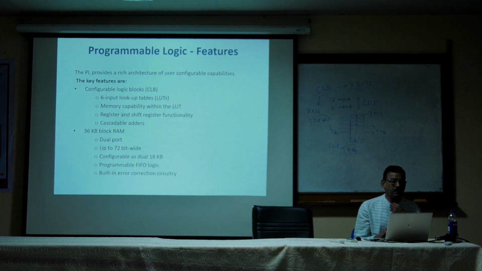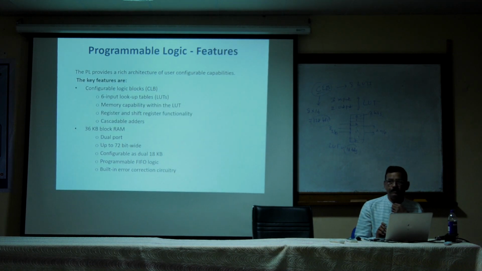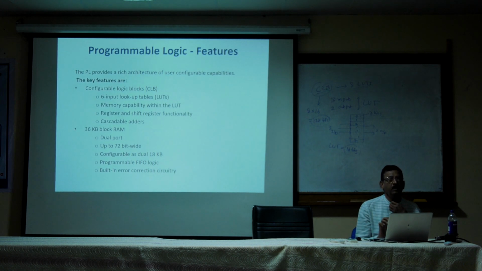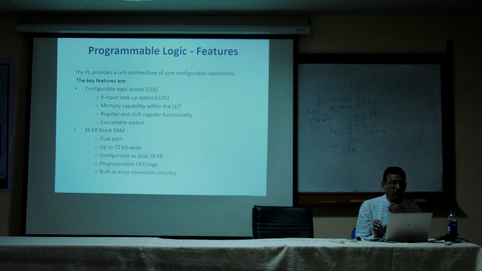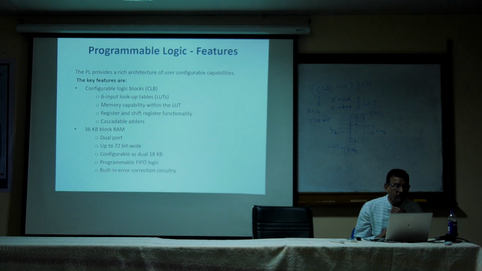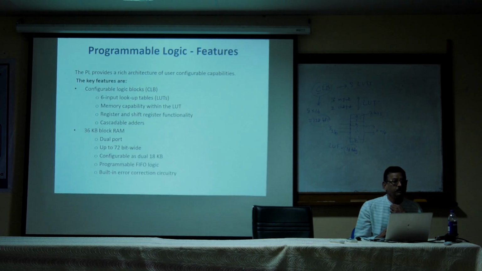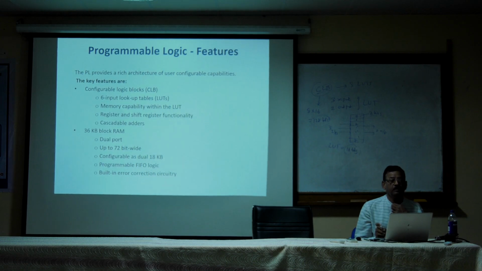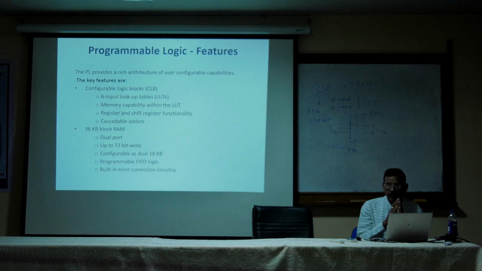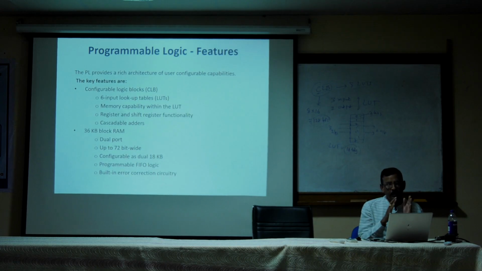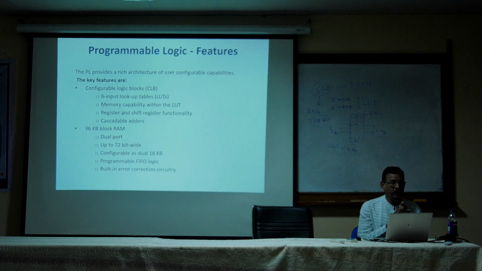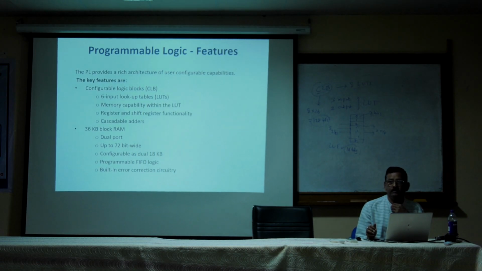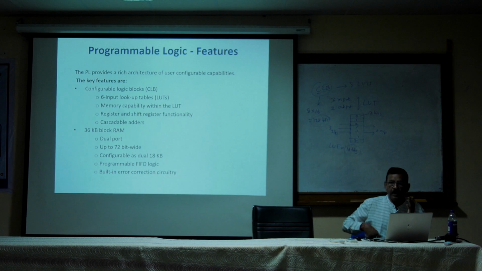But as far as memory is concerned, 32 KB block RAM, KB is kilobytes here, 32 KB of block RAMs. How many are there in this? Not given. Dual port, and up to 72-bit wide. That means we can increase the memory width also. Width is memory width 8-bit. If we connect in parallel, we can increase the width. If you connect in serial, increase the size.